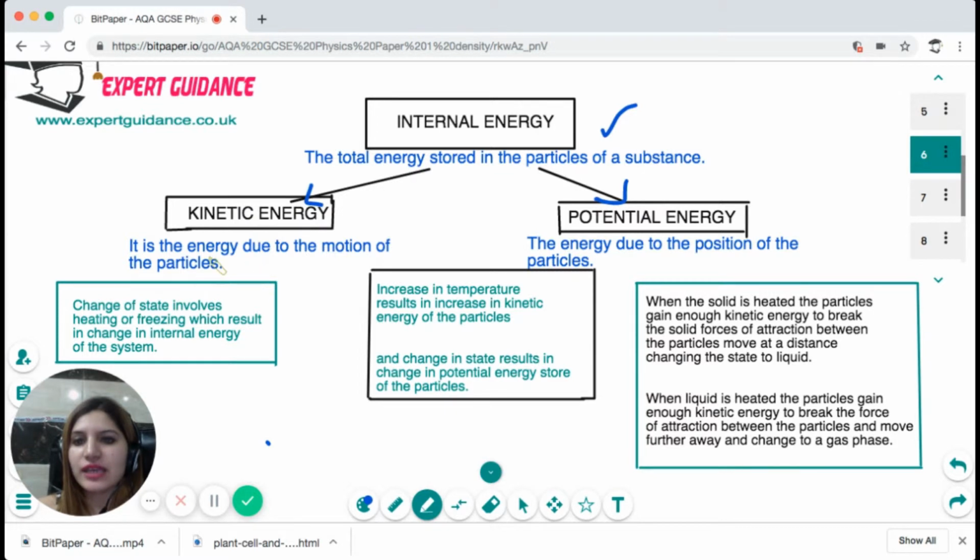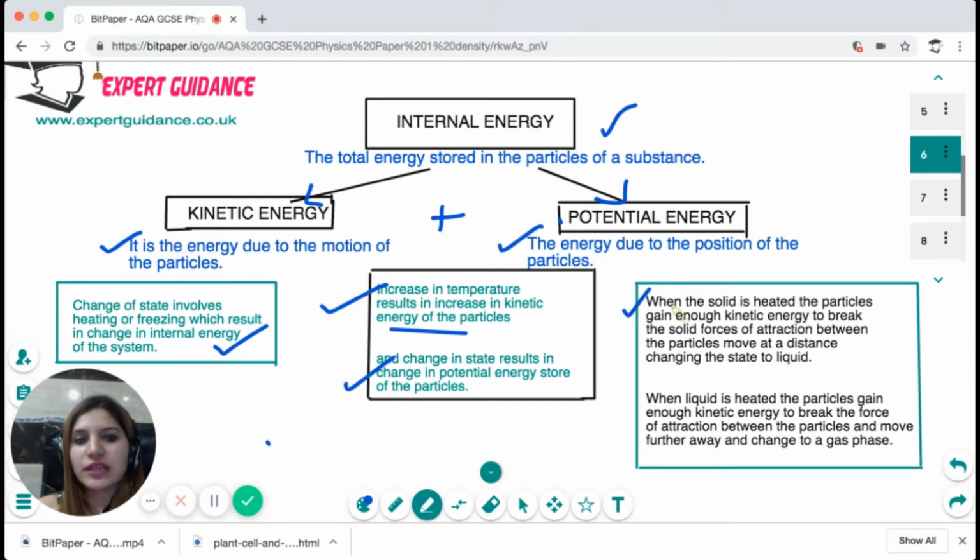Kinetic energy is the energy due to the motion of the particles, and potential energy is energy due to the position of the particle. And internal energy is the sum of kinetic energy plus potential energy. Now, change of states involves heating or freezing, which results in change in internal energy of the system. When we increase the temperature, it results in increase in kinetic energy of the particle, and change in states result in change in potential energy store of the particle.